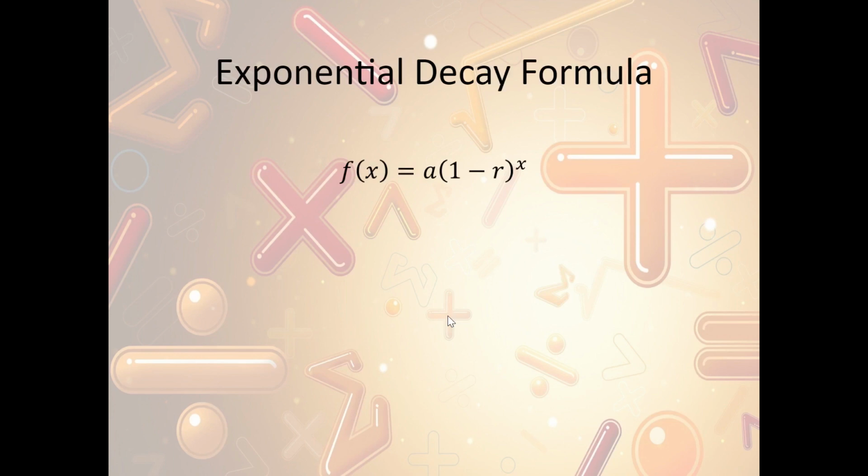Now, exponential decay, the formula looks like this. f of x equals a times 1 minus r to the x. So it's the same as growth, except this is minus r instead of plus r. A is still the starting amount. That's how much we start with.